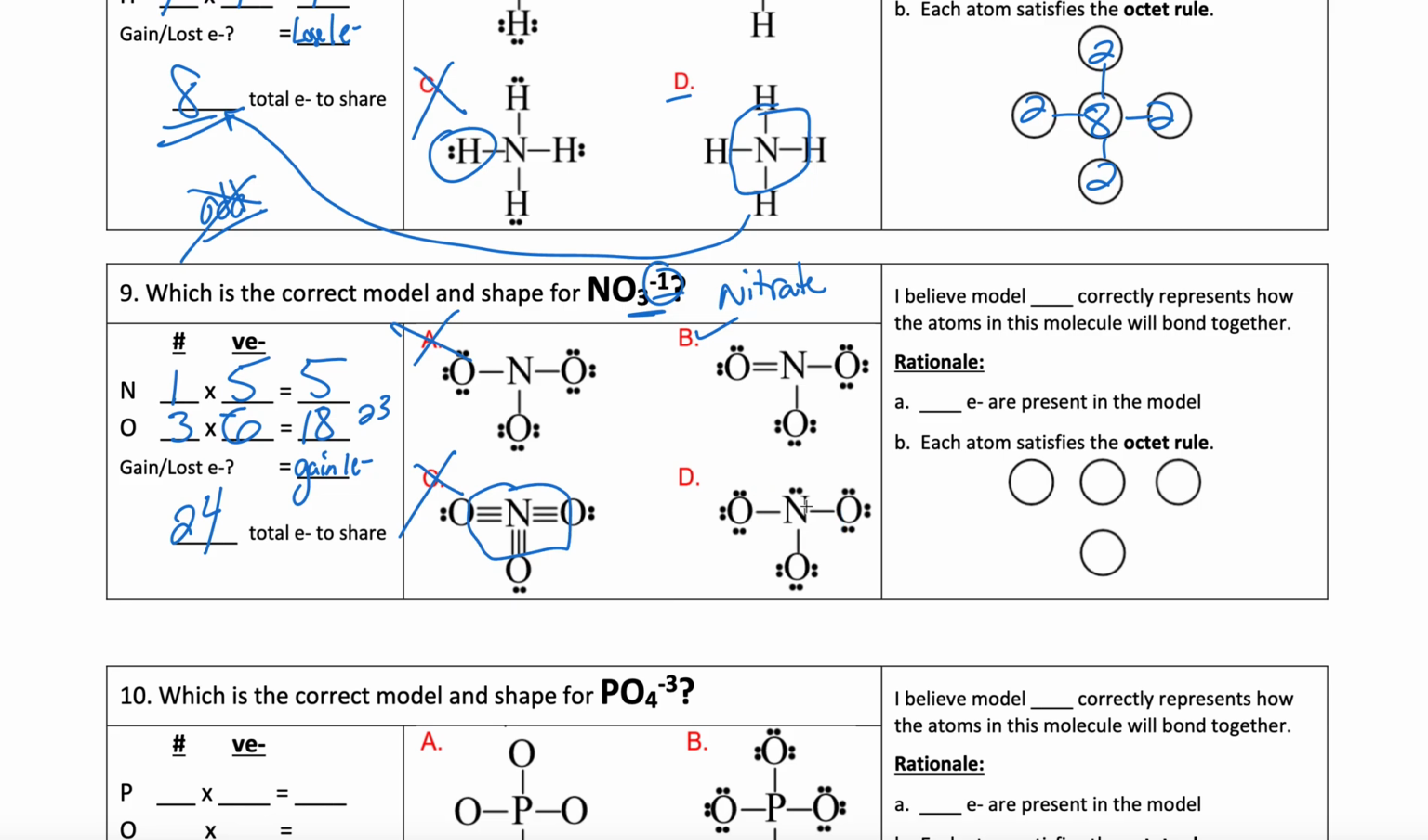So D's looking pretty good too. So B or D, which one is it? We've got to make a final decision. We've got to figure out which one has 24 electrons. So let's look at this last one that we just counted. 2, 4, 6, 8, 10, 12, 14, 16, 18, 20, 22, 24, 26. That does not match. So it can't be D.